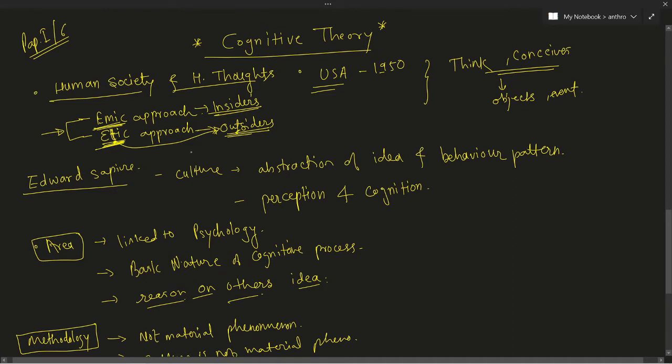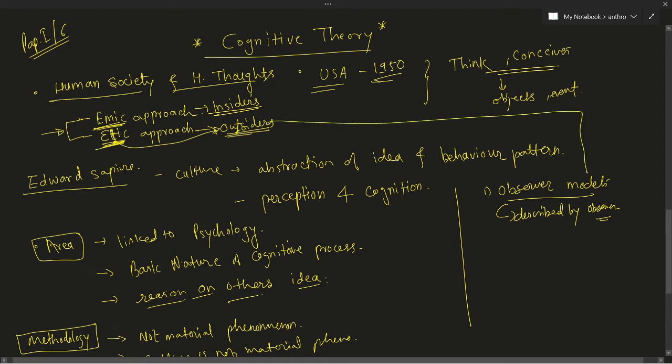Then, as you know, cognitive approaches were developed in the United States around the 1950s, and it was basically concerned with two aspects or two issues. First was the observer model, which literally means as described by the observer, which is basically the etic view. And the second is the emic view, that is, as understood by an actor, or the one who has performed this particular duty.